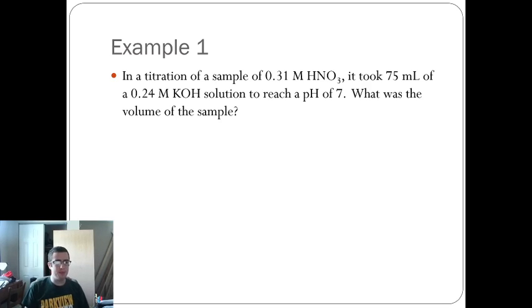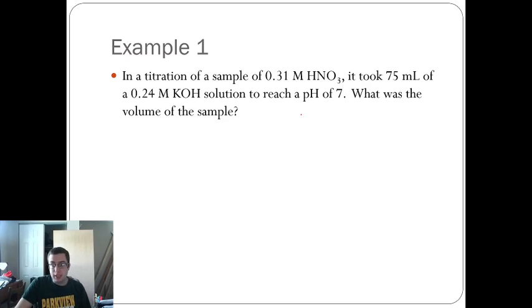Okay, so first example. So I've got a titration. I'm trying to titrate a sample of 0.31 molar HNO3, and in order to do that, it took 75 milliliters of a 0.24 molar potassium hydroxide solution in order to reach a pH of 7. And so I want to know the volume, the original volume of this sample. So I don't know, maybe I found a cup or something like that sitting around, and I wanted to be very accurate, so I didn't want to like pour it into something, because then there's still going to be the droplets left in the cup and all that stuff.